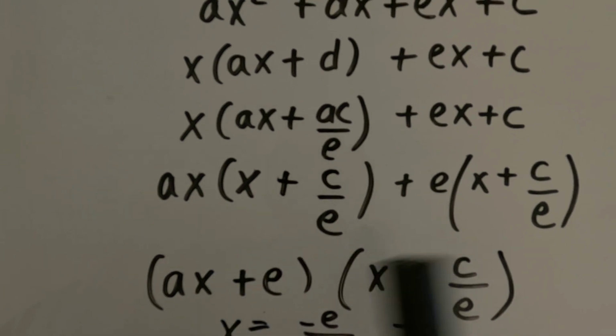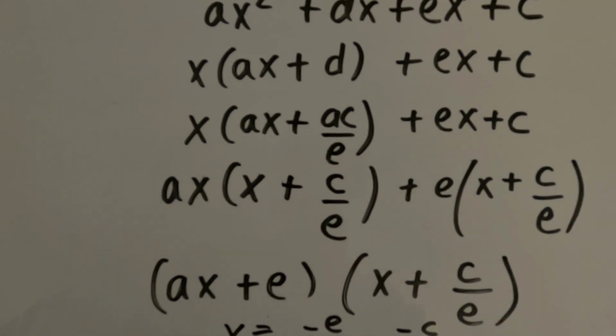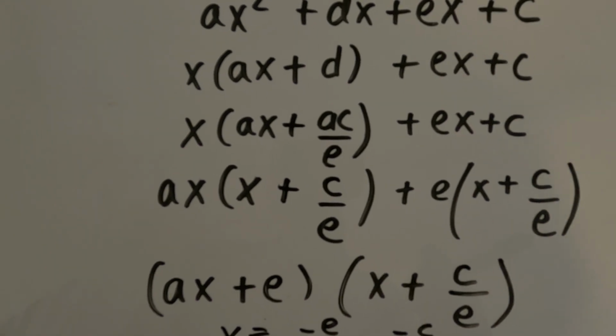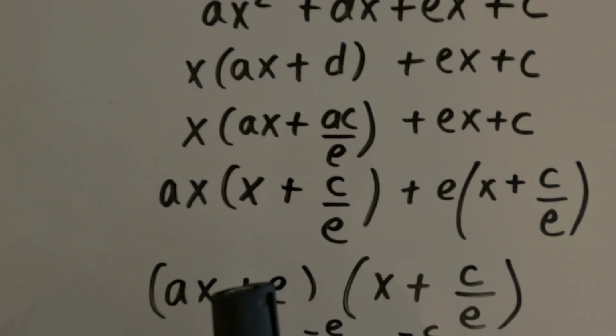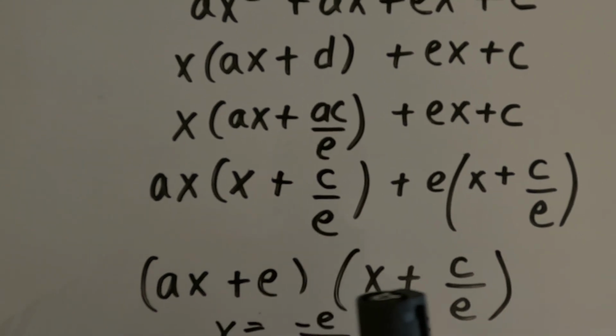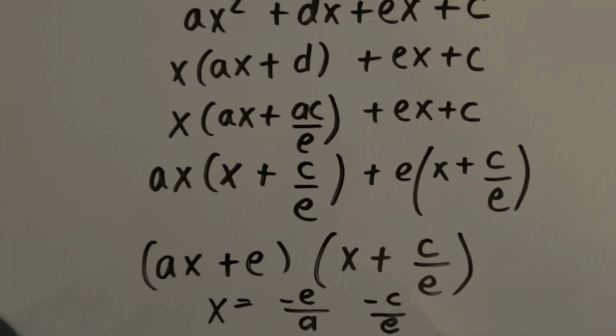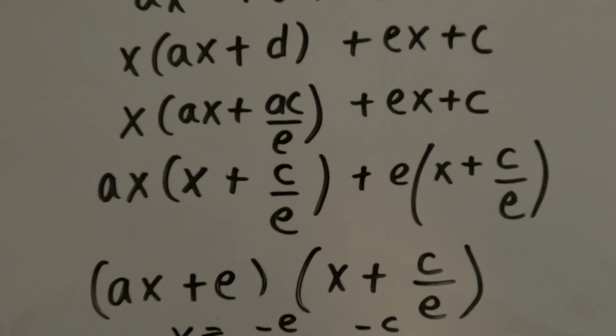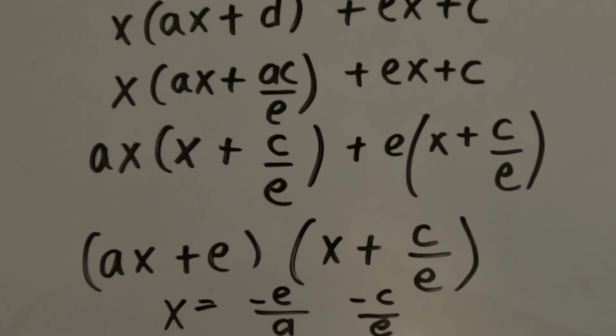Now, if a was 1, if that equation was x squared plus bx plus c, then that just collapses down to x plus e times x plus c over e. So when a is 1, life is a lot easier. But in general, a won't be 1. And this is the general solution.